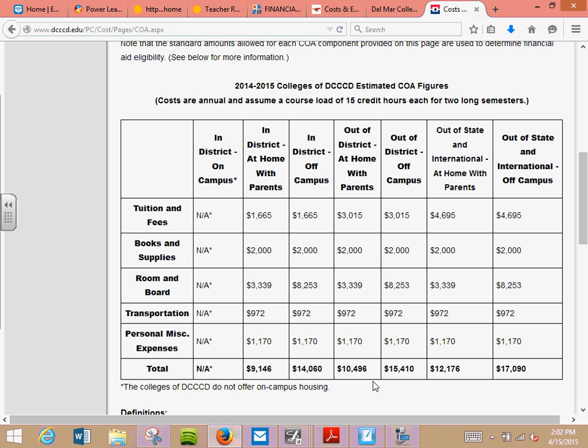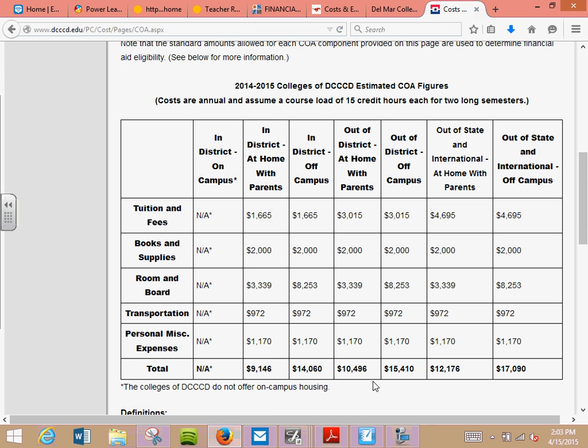Off campus is the same thing as with parents. Out of district, it's almost double. So if you live in Fort Worth and you want to go to Dallas County, you pay almost double. Out of state or international, look at it, $4,000, even more.